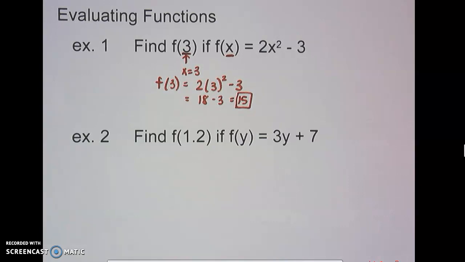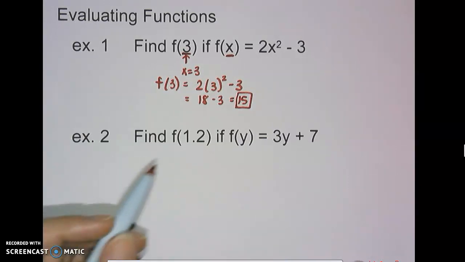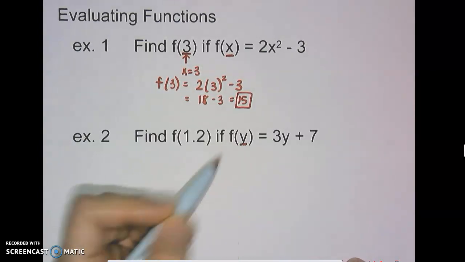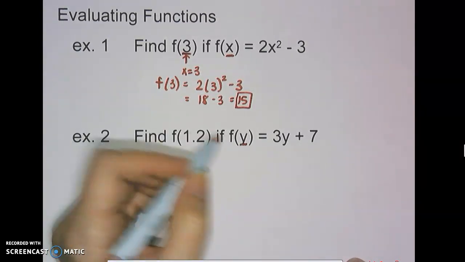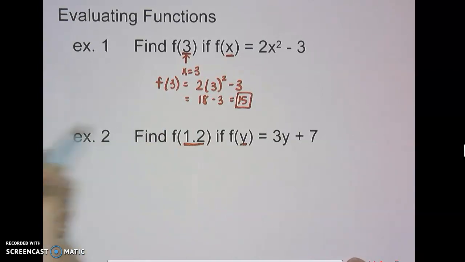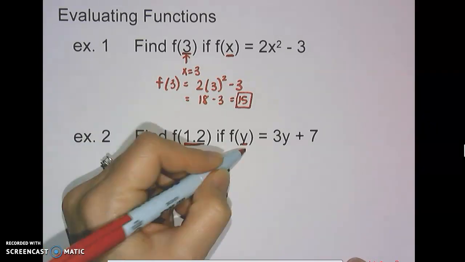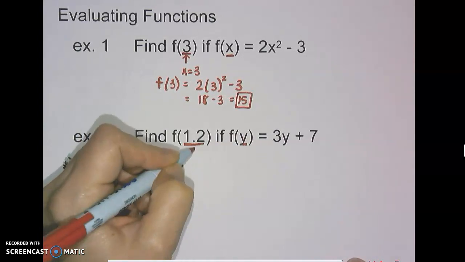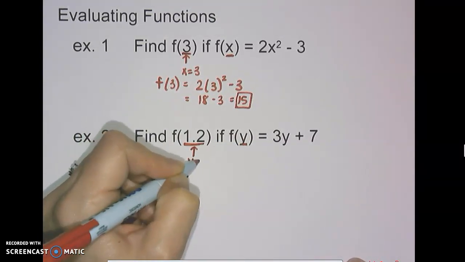So let's see what this looks like if we have a different function. Now we're going to find f of 1.2 if f of y equals 3y plus 7. Since these are in the same place inside the parentheses, this 1.2 is what we're going to plug in for y.